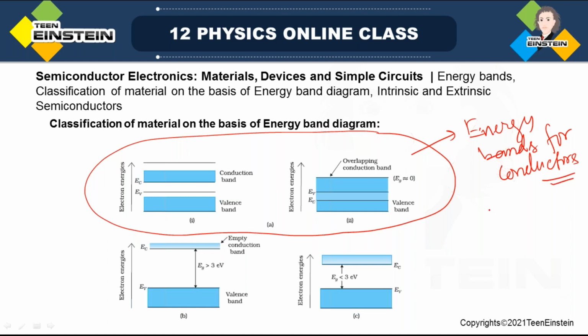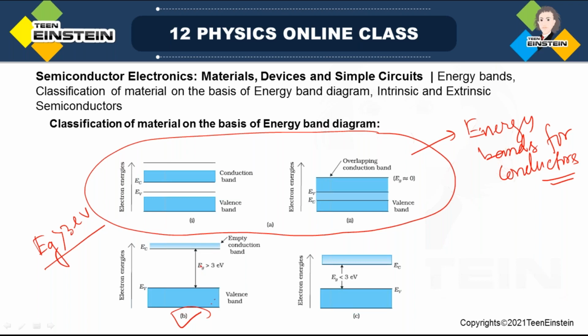We have learned conductors. Let us learn about insulators. So in case of an insulator, what happens? The conduction band is completely empty. This figure B depicts a completely empty conduction band and a completely filled valence band, and there is a band gap. And what is the value of this band gap? Greater than 3 electron volt. And this is a huge energy gap actually.